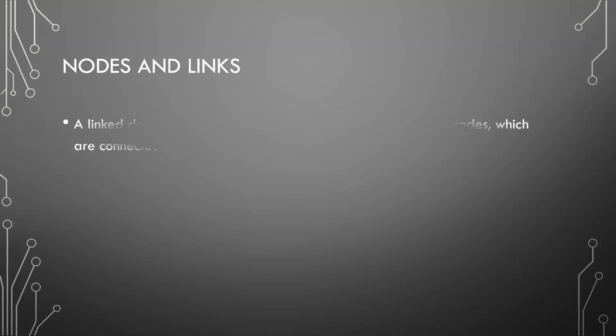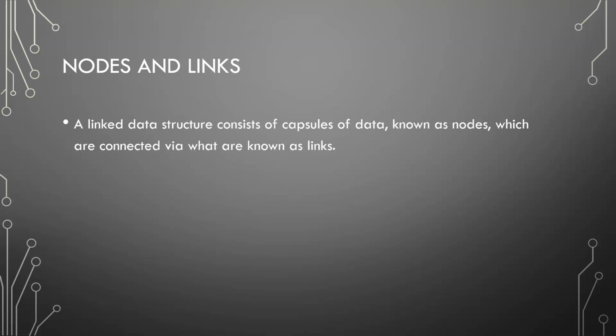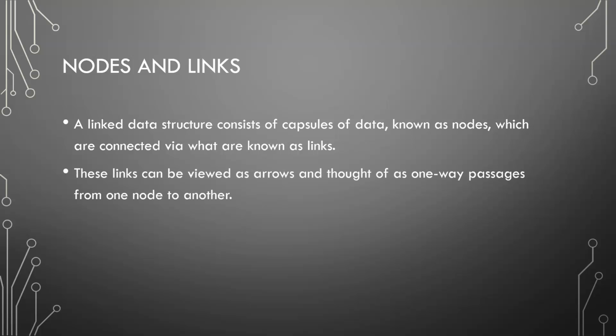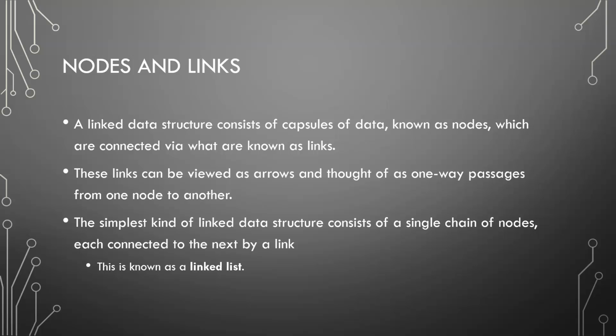So before we fully get started with the lesson, let's talk really quickly about what a node and a link are. A linked data structure consists of capsules of data, known as nodes, which are connected via what are known as links. These links can be viewed as arrows and thought of as one-way passages from one node to the next. The simplest kind of linked data structure consists of a single chain of nodes, each connected to the next by a link. This is known as a linked list.